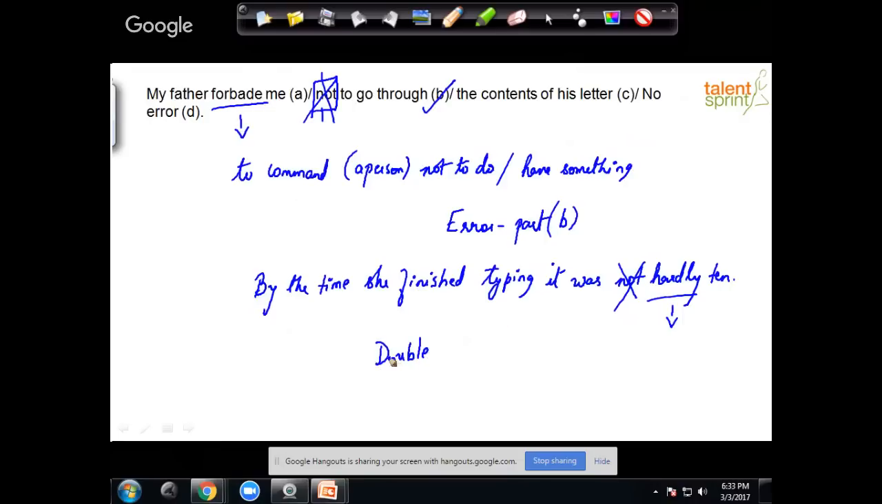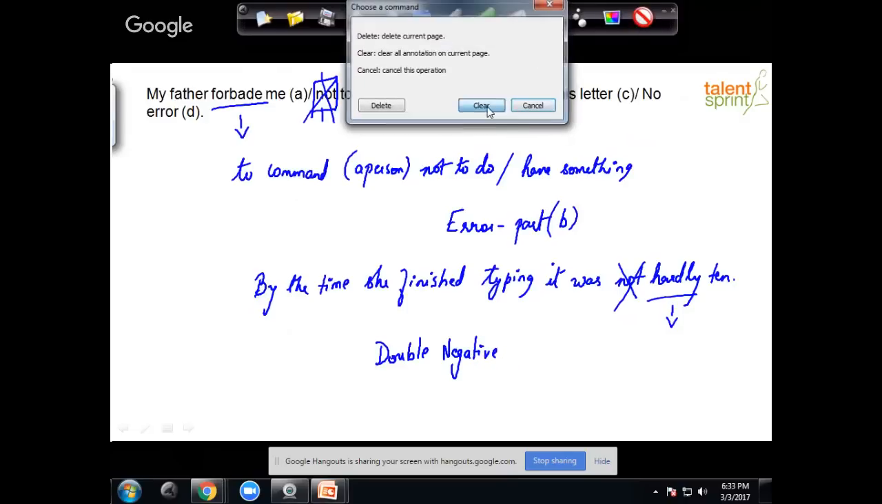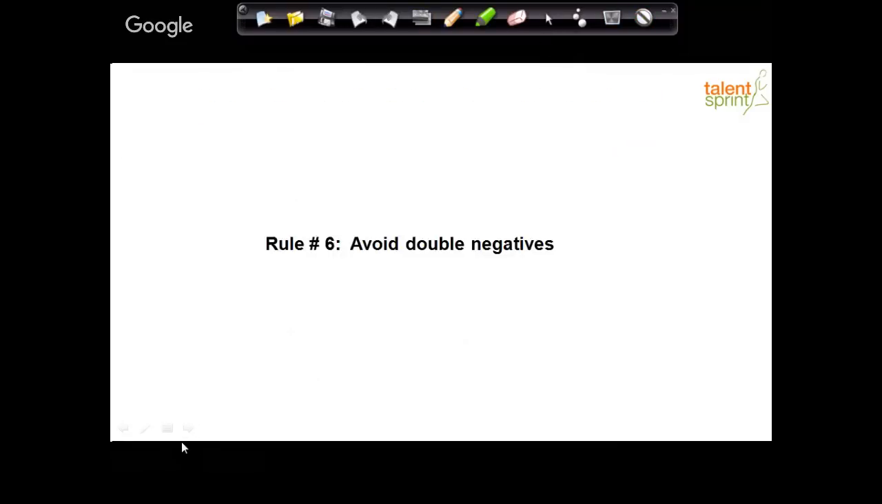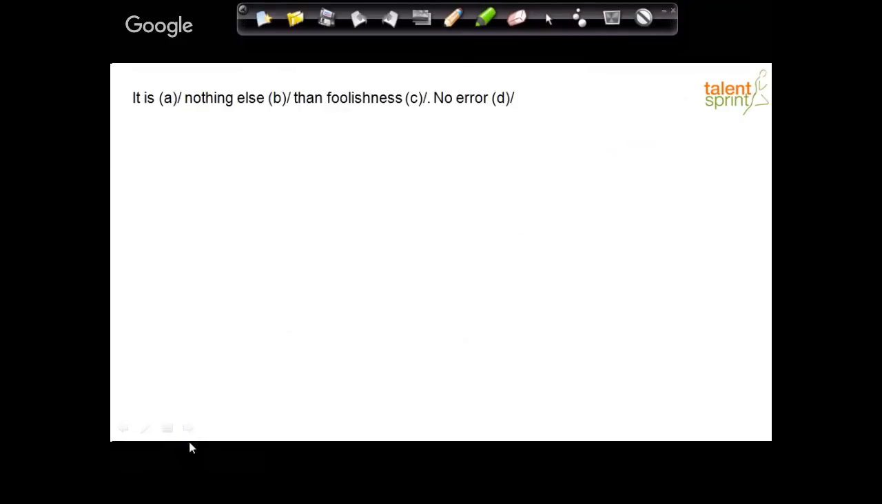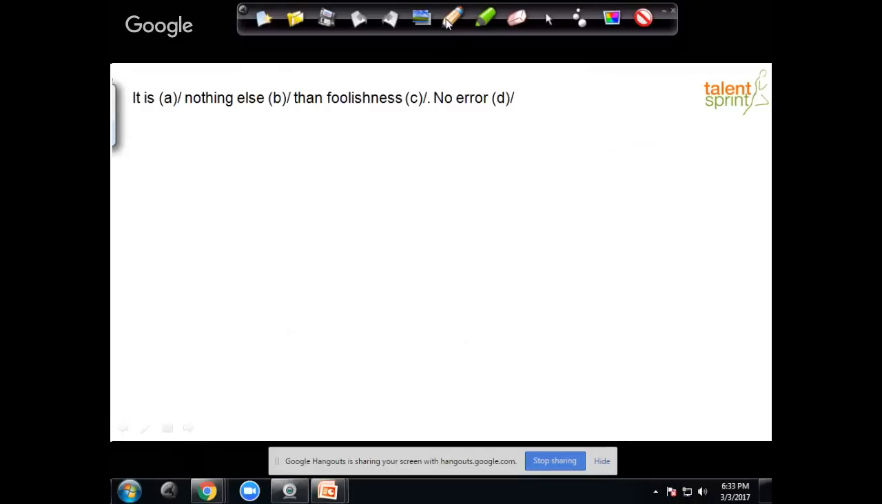So you need to watch out for these sort of errors. Avoid double negatives. That's your next rule, right? Rule number 6, avoid double negatives. Moving on. It is nothing else than foolishness. In this context, where do you think the error is? Or do you think there is any error at all? It is nothing else than foolishness.